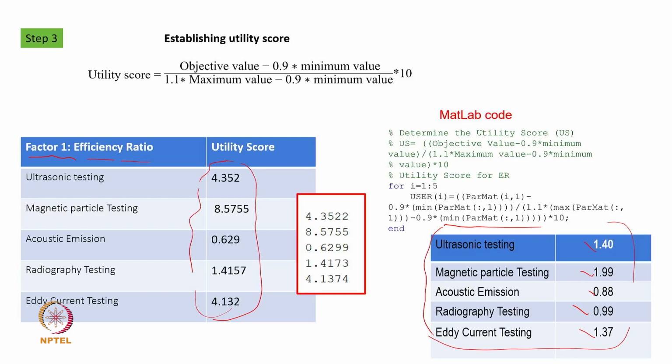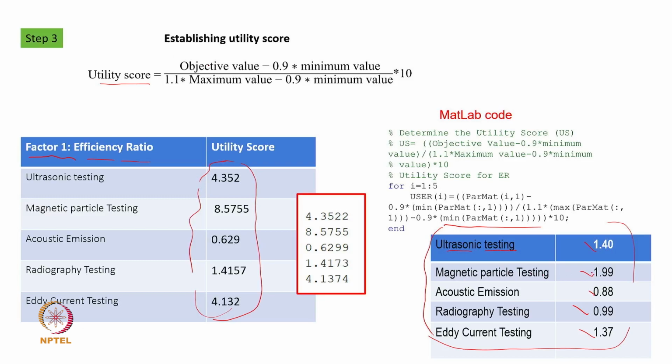Now, we need to normalize it because sometimes we will be getting the unit as seconds, sometimes we will be getting rupees, and then everything needs to be normalized. How do we go ahead with normalization? We go ahead with the utility score. Now, there are a number of formulas for utility score, and we have selected something like this. What is the objective value? In this case, for ultrasonic testing the objective value will be 1.4.